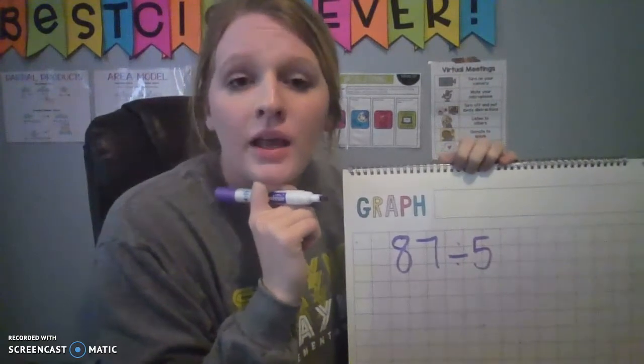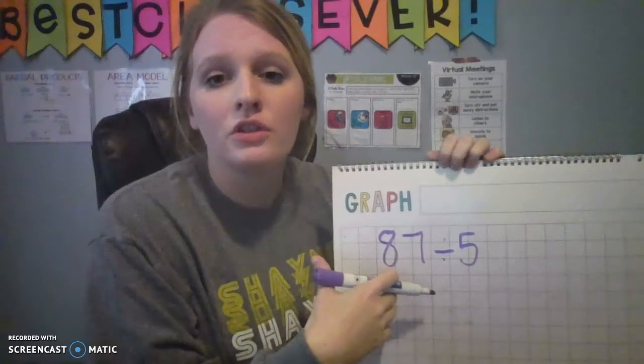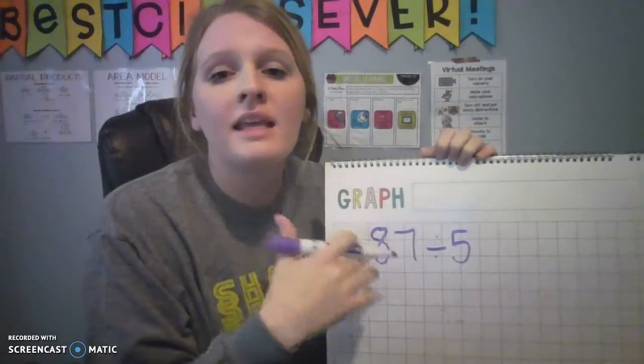Hi everyone, today we focused on a new strategy called the partial quotient strategy. Again, just like the area model, this strategy is great for our students who are still mastering those multiplication facts because they can get to their answer in a variety of different ways.